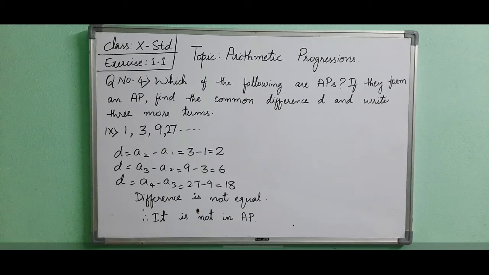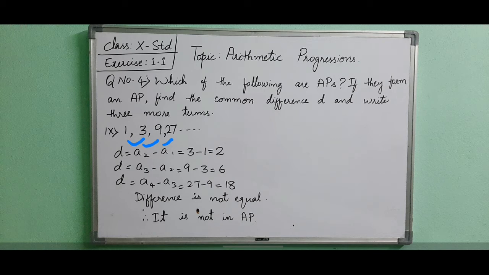Now the 9th question. Here the numbers are given as 1, 3, 9, 27. First we will find the difference. 3 minus 1 is 2, 9 minus 3 is 6 and 27 minus 9 is 18. Here if you see, all the three differences are not equal. So what we can say, when the difference is not equal, it is not in AP. For AP the condition is all the differences we are getting should be equal. That's why it's not in AP.